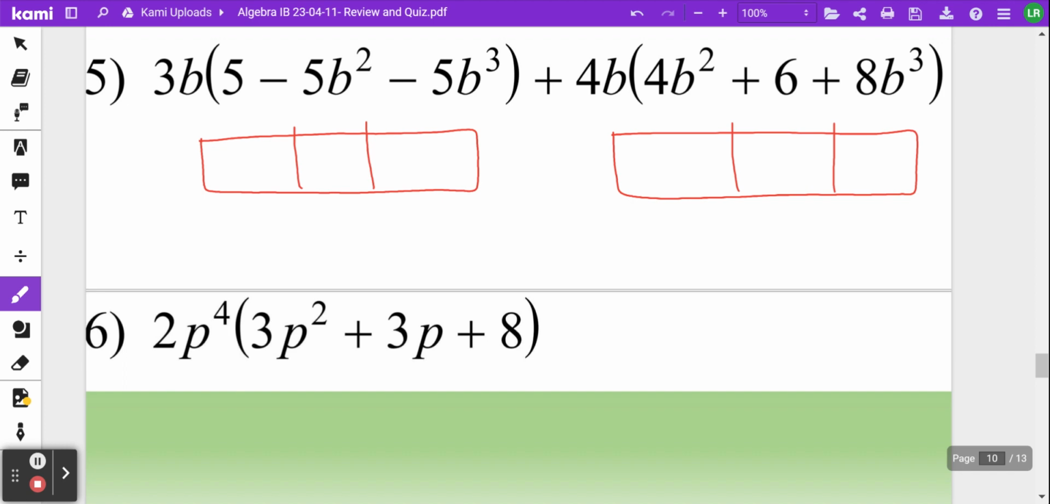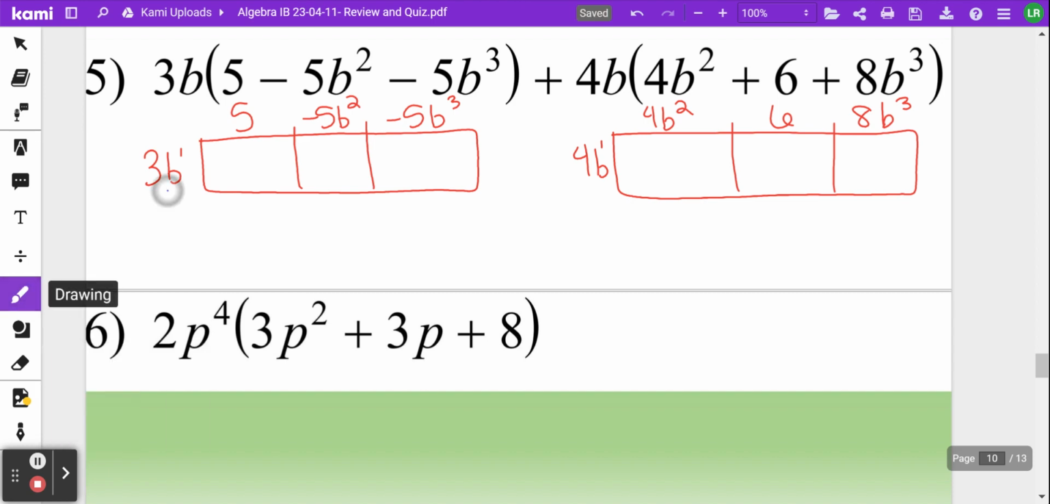Okay, for this first one, I have 3b to the first multiplied to 5, -5b squared, and -5b to the third. For this one, I have 4b to the first multiplied to 4b squared, 6, and 8b to the third. Now let's go ahead and multiply. I am multiplying by b to the first, so all the exponents go up 1. 3 times 5 is 15. Don't forget the b. 3 times -5 is -15. And I add 1 to my exponents. That becomes b to the third. It's -15, b to the 4th power.